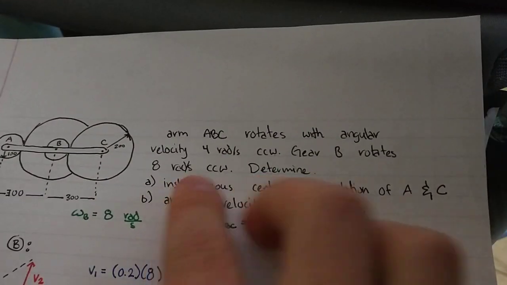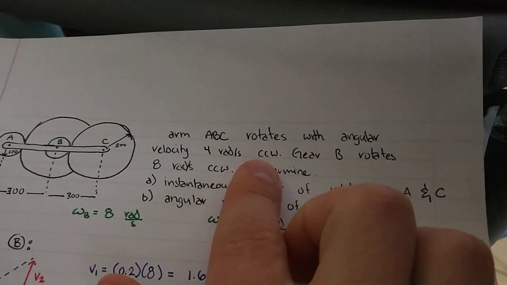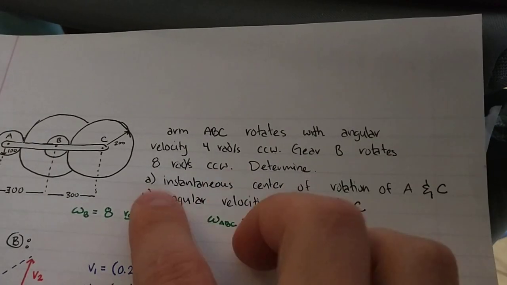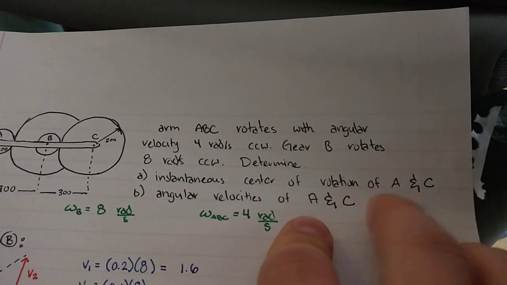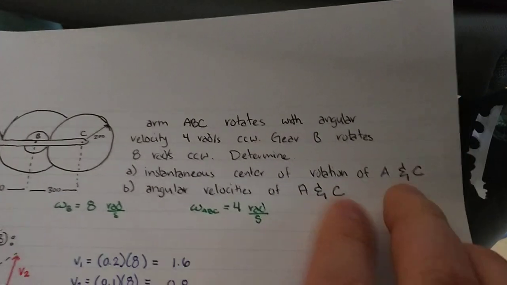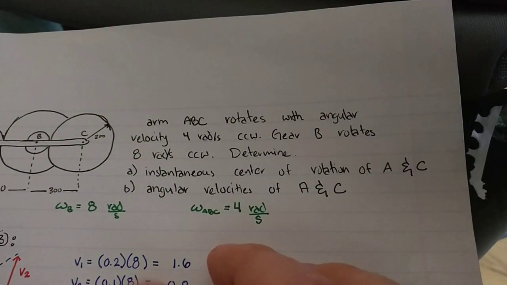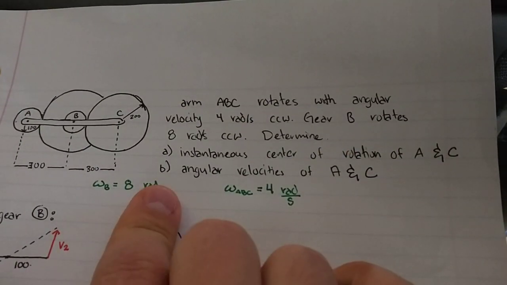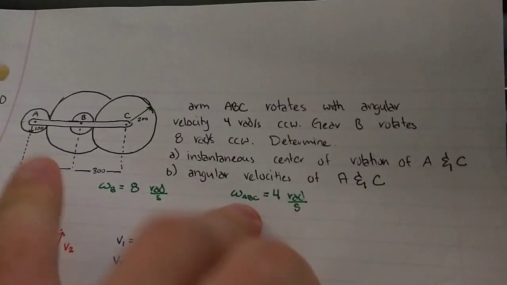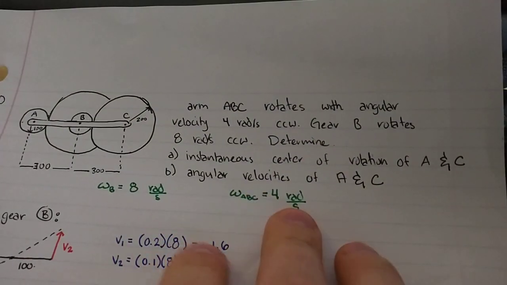So we have this diagram here. Arm ABC rotates with an angular velocity 4 radians per second counterclockwise. Gear B rotates 8 radians per second counterclockwise. Determine the instant center of the rotation of A and C and the angular velocities of A and C. Well, we're given the angular velocity of B, 8 radians per second. We're given the angular velocity of the rod, 4 radians per second.